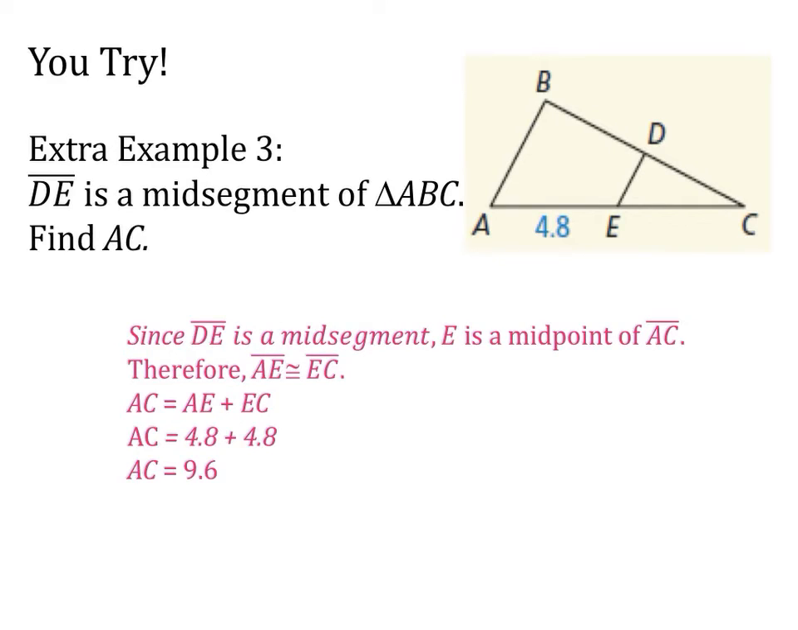All right, did you get AC equals 9.6? Well, if you didn't, think about this. Since segment DE is a midsegment, that makes E a midpoint of segment AC. So therefore, AE is congruent to EC. So if that's true, we can say that AC equals AE plus EC. Since AE is 4.8, we add another congruent 4.8 to get a total of 9.6.